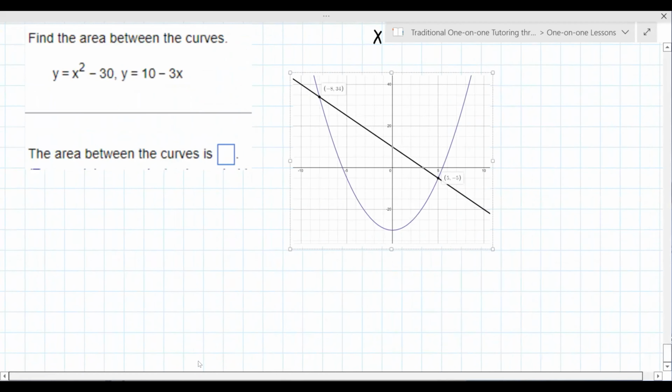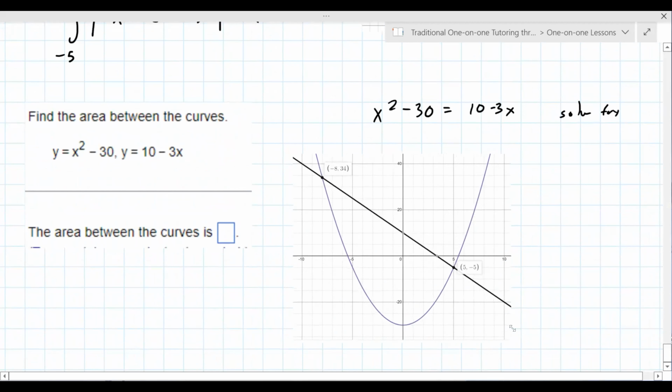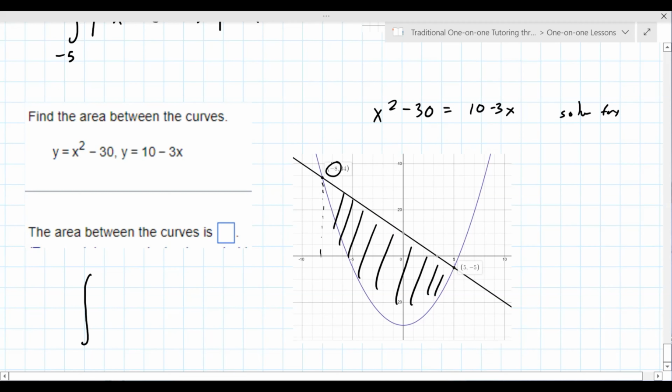Okay. So for your problem here, you want the area between the curves, which is this area right here. And so that's the integral symbol. The integral symbol says area between, okay? And it's from left to right. So it's the x value on the left and the x value on the right. So it's that -8 to 5. Okay. And then it's always top minus bottom, top minus bottom. So your top function is the line, 10 minus 3x. And then you subtract the bottom, x squared minus 30.